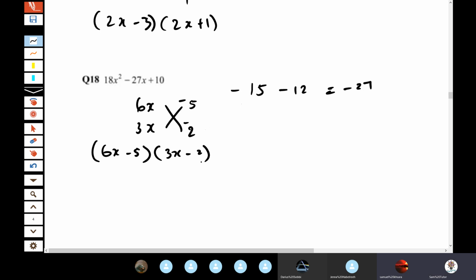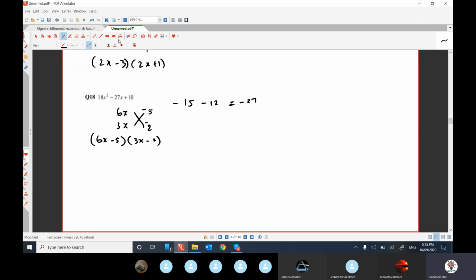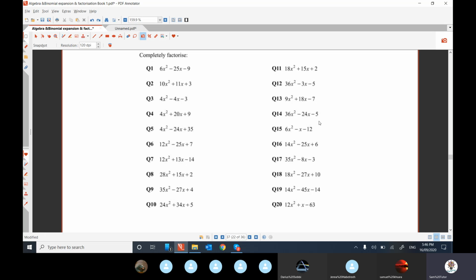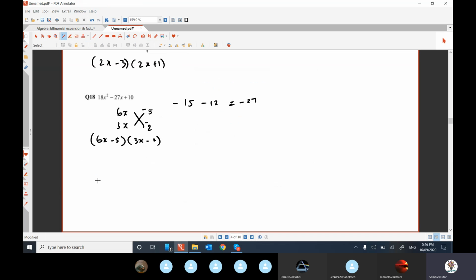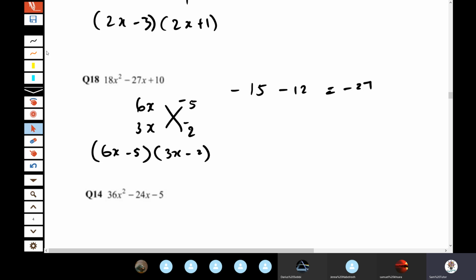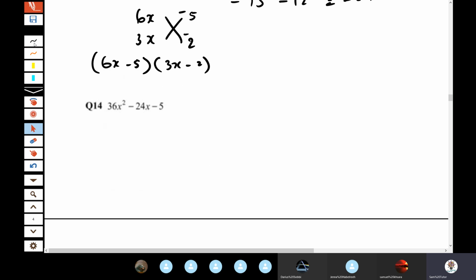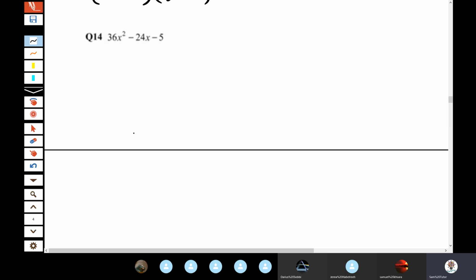All right, Samuel, one more, just to make sure you're comfortable with this method. All right. 36x squared, take away 24x, take away 5. Draw the x. Yep. You could do 6x and 6x, sure. You can do 5 and 1.